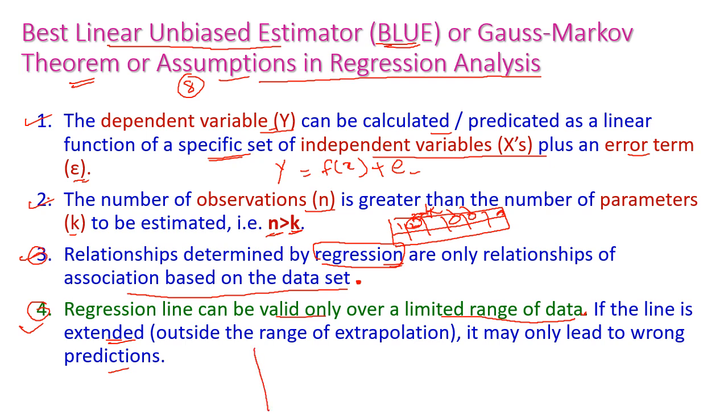For example, this is the x and y parameter. Now our range limit is only these things. This data will be placed here. So the regression line is here. Suppose we extend this regression line, this may lead to wrong prediction. That means the regression line is only limited to this area.